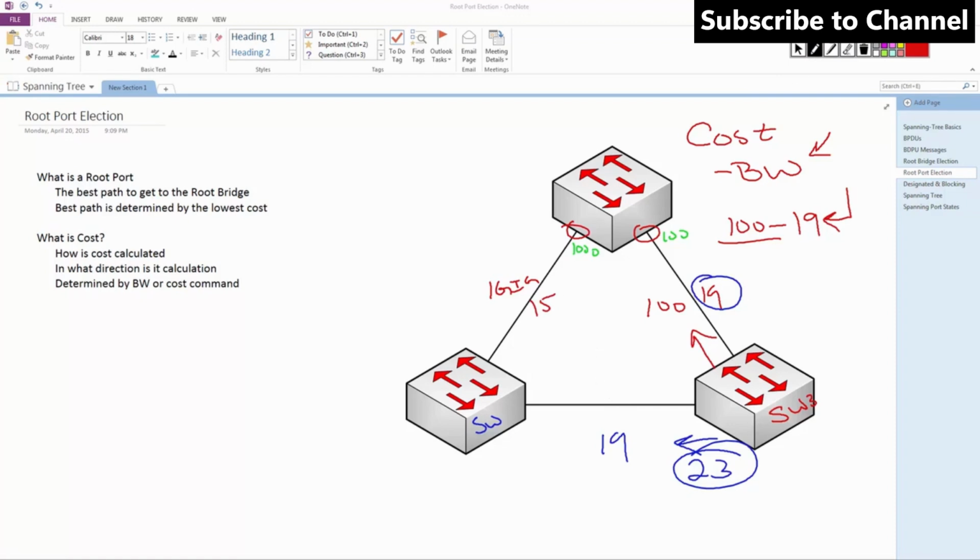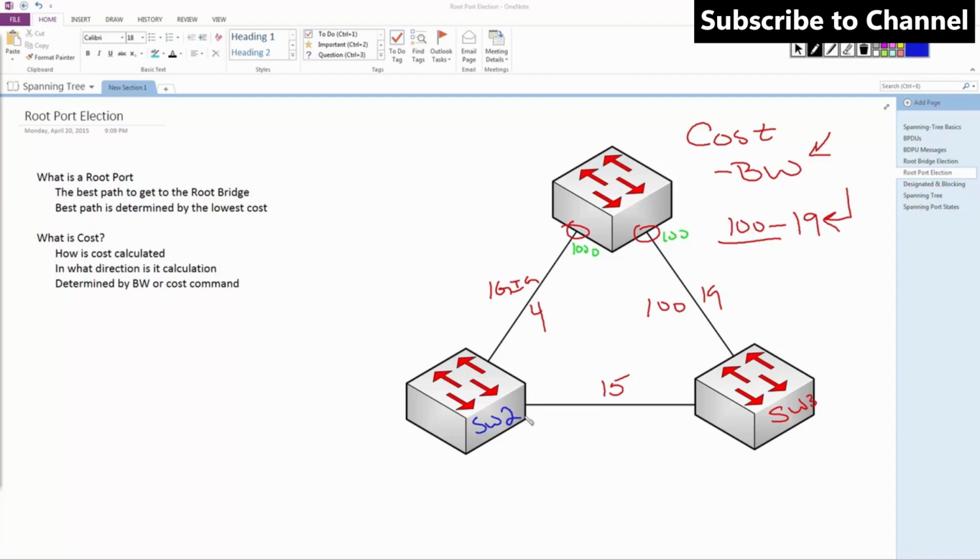Yeah, it was 4. We'll put this back on here. 4 and 15. So, I'm going to have a tiebreaker. What determines my tie between two links that have a cost of 19? What breaks that tie? Well, this will be the bridge that has the lowest bid number.